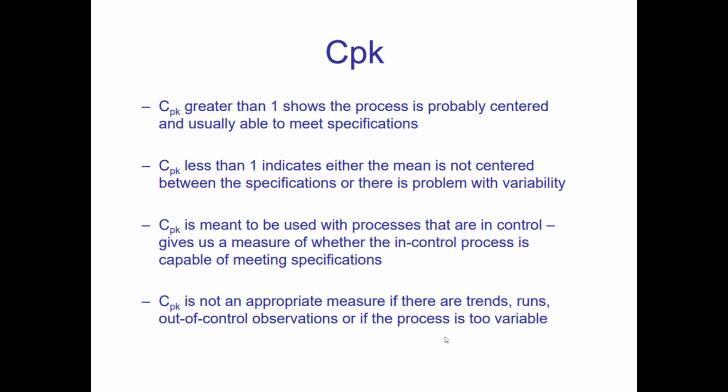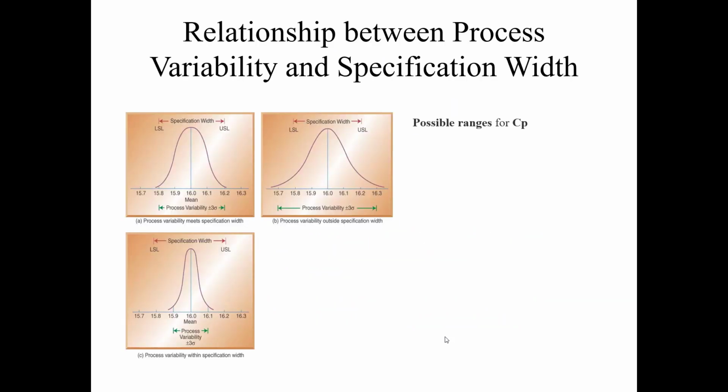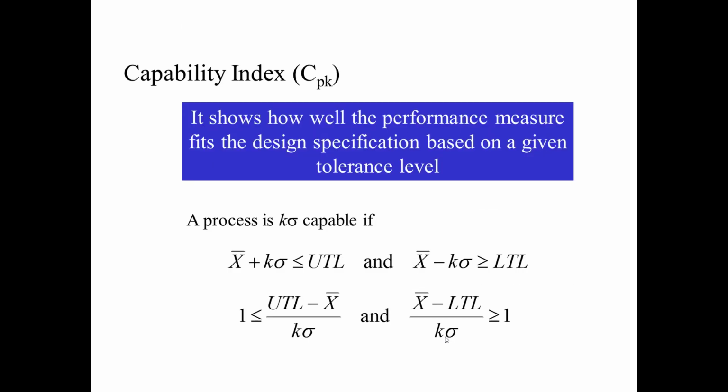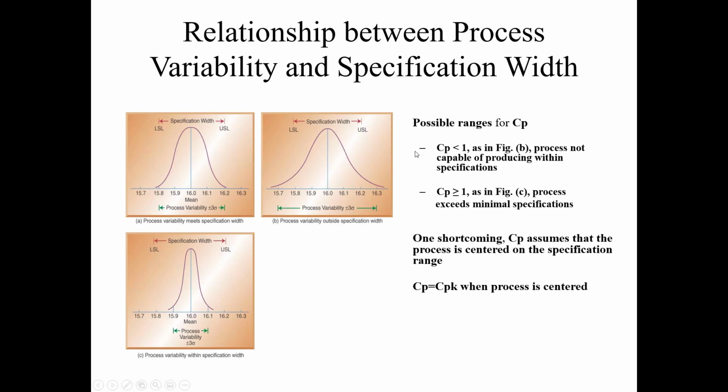Okay, so in that case you need to construct a histogram, you need to construct a normal distribution, and then after that you will be able to check the behavior of the data. So in this slide, you can see that when Cp is less than 1, as in figure B, in this one, the process is not capable of producing within specification.